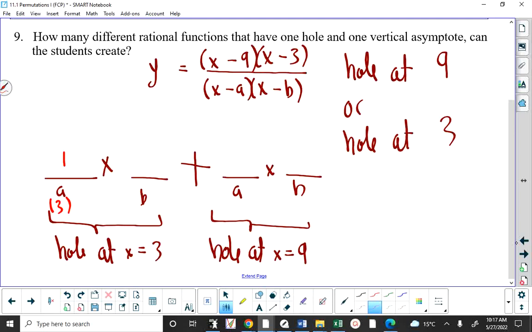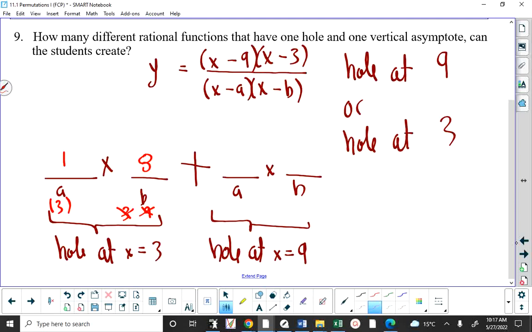Martin, do you know? I can't use a 9, because if I use a 9, I have 2 holes. So that means this is 8. This is anything except for a 3 and a 9. I can use any digit I want except for a 3 and a 9.